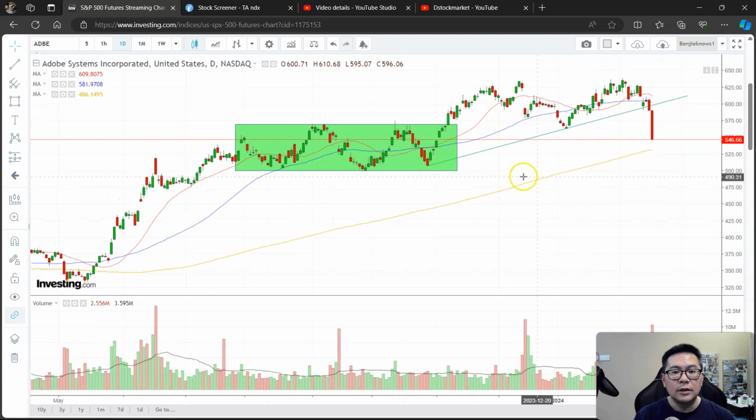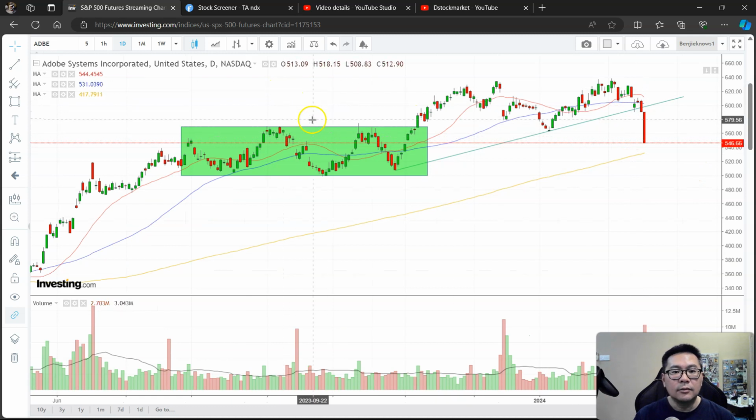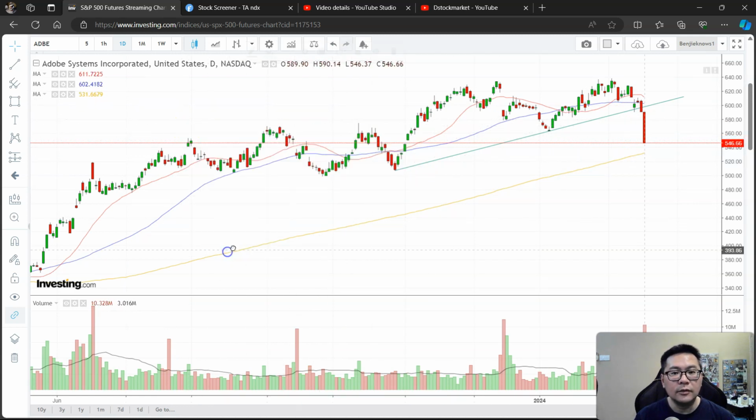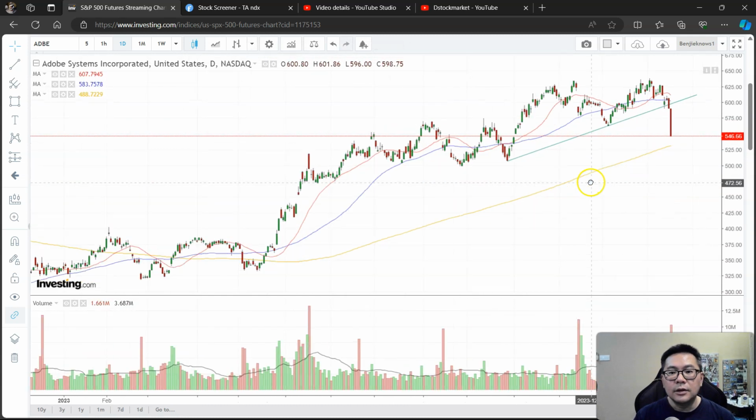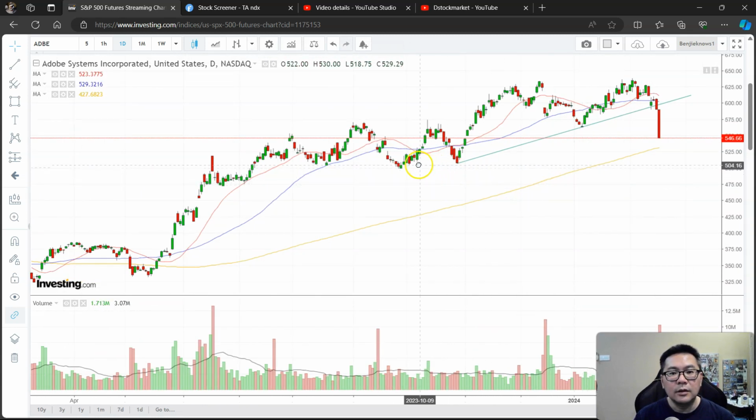Okay, so this will be the support area, and maybe the 200 MA might stop it dropping. Here's the support area. If it stays above the support area, then most likely it will not go any lower than that. Stock is about, let's take a look. This is a support area.